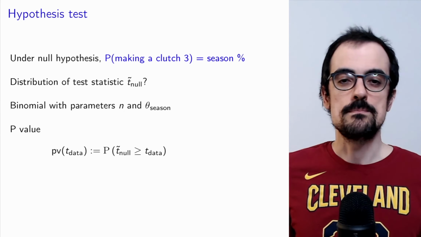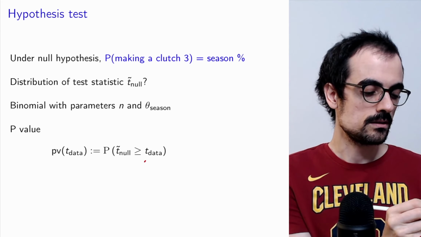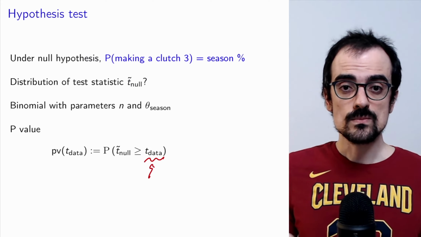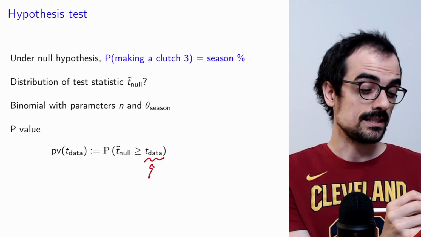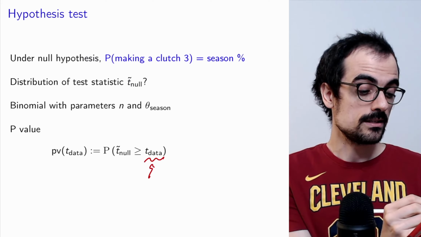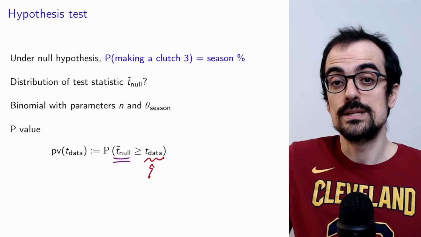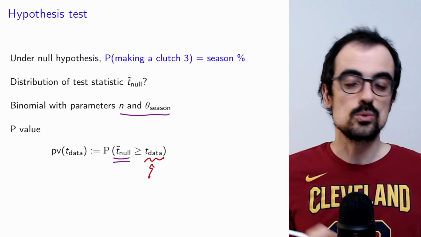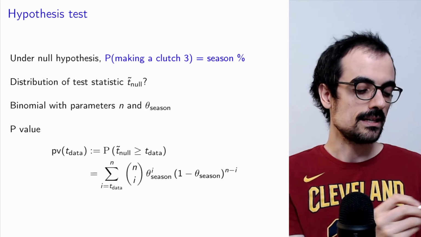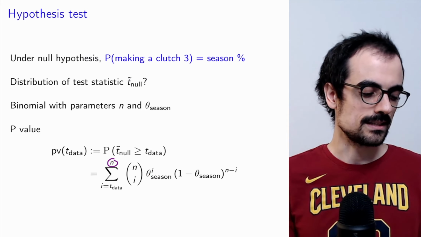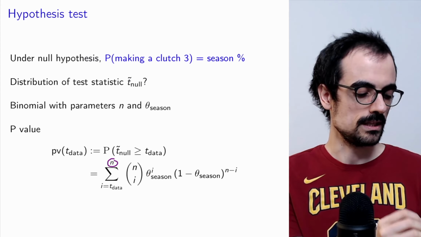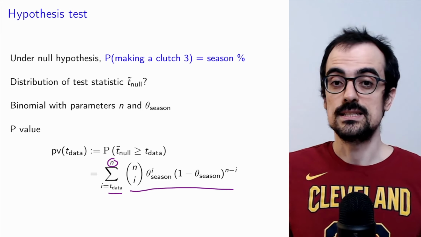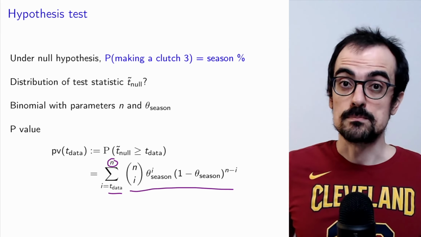Now we want to compute the p-value corresponding to the number of threes made by the player in the clutch. This is the test statistic t data. Well, we need the probability that the test statistic under the null hypothesis is greater or equal to t data. We know its PMF. It's binomial with these parameters. So we just need to sum the PMF from t data to the maximum value of the test statistic, which is the number of threes. Okay, so we're summing from t data to n. What are we summing? The PMF of the binomial. This gives us the p-value for each player.